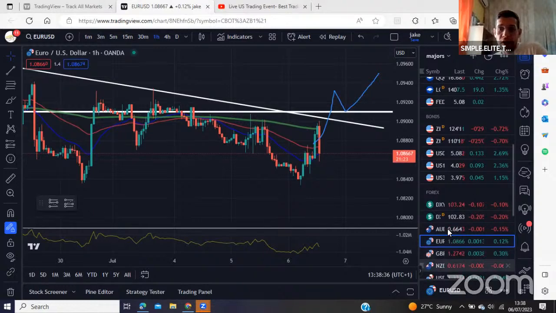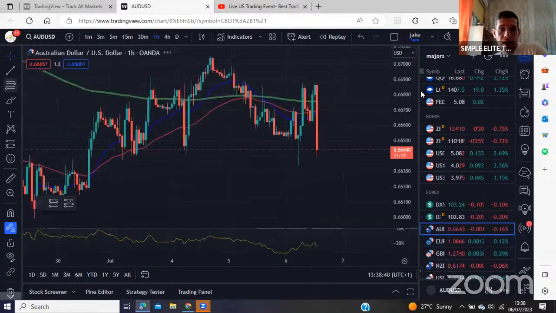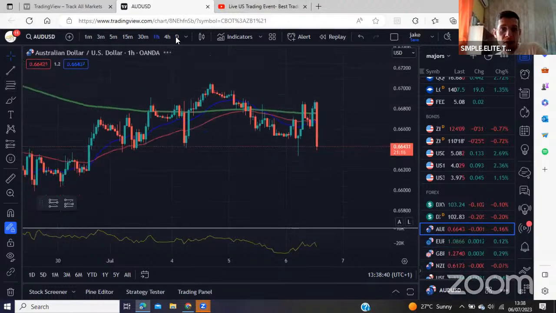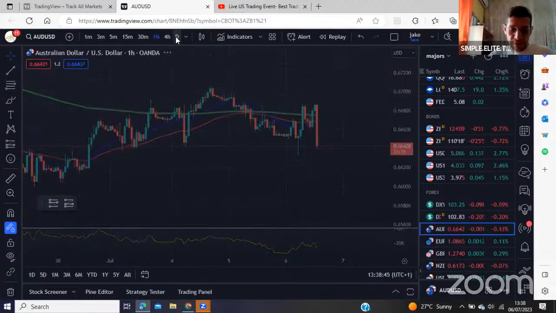Moving on, Australian dollar against the US dollar. Let's see the daily time frame.